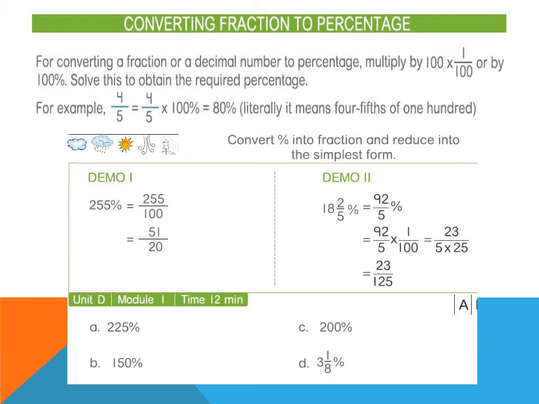Look at demo number 2. 18 2 by 5% will be equal to 92 by 5%, because 5 into 18 equal to 90, 90 plus 2, 92, so 92 by 5%. Now, removing the percentage sign, we will add 1 by 100, so it will become 92 by 5 into 1 by 100. Now, if we reduce this to the lowest terms, we will get 23 by 125. So, this is how you are going to do all the problems in module number 1.